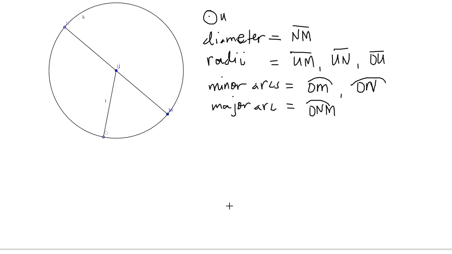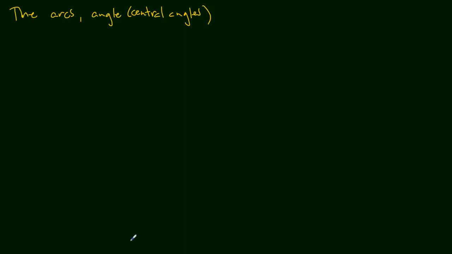And then we have the central angle. This is our central angle. And this is the length of my arc. Okay, so we're going to look for the length of the arc. I will go back to this one.